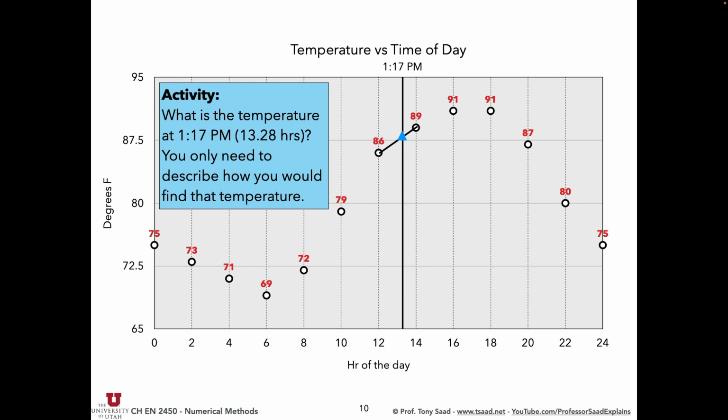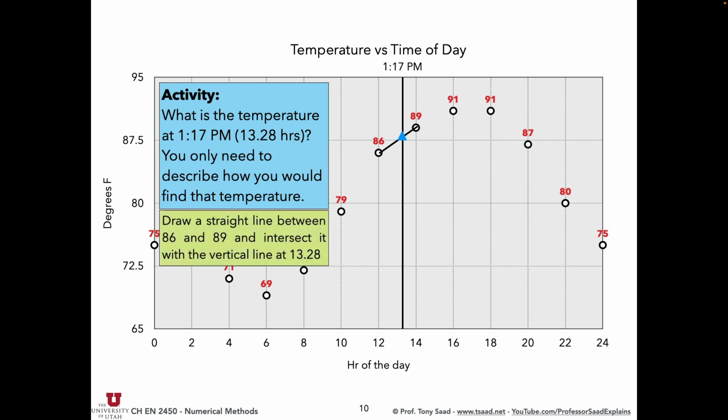Agreed? Okay? So draw a straight line between 86 and 89, intersect it at 13.28. In other words, that line is going to have the formula, as your colleague said, mx plus b. M is the slope, you can evaluate that. B is the intercept, where it's crossing the x-axis. And now you have a formula for that line in terms of x or time of day. Once you have that formula, once you have m and b, you can just plug in 13.28 and get the value. Okay? Okay, so go ahead and do that.